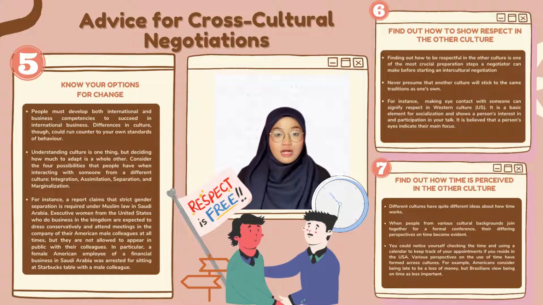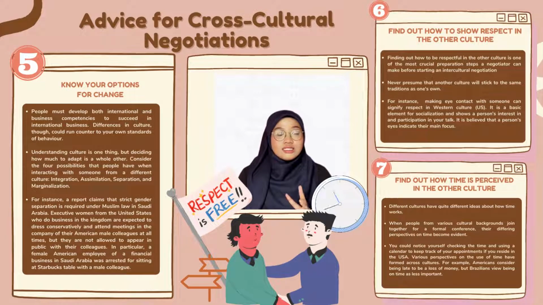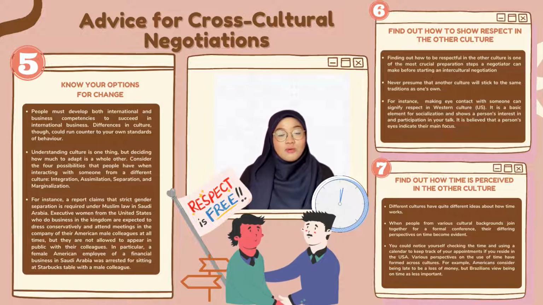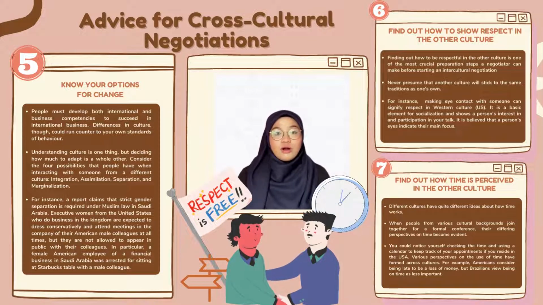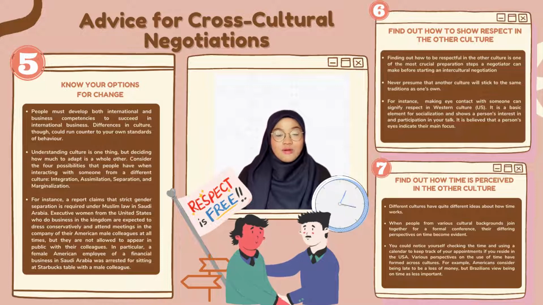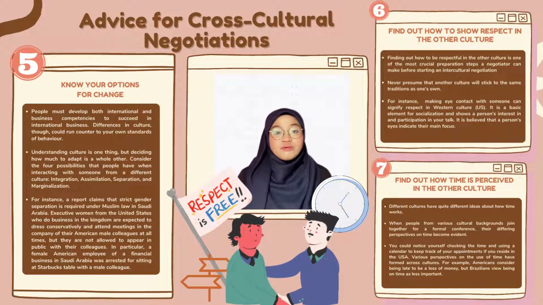Consider the four possibilities that people have when interacting with someone from a different culture: integration, assimilation, separation, and marginalization. Integration is a kind of cultural adaptation in which one group maintains interaction with the other culture while also preserving its own culture. While the other one, assimilation, happens when a group or individual loses connection with their own culture while maintaining interaction with another culture. While separation happens when a group or individual maintains their own culture but loses connection with another culture. And the last one is marginalization. It happens when neither the group's own culture nor communication with the other culture is maintained; it is the most negative situation.